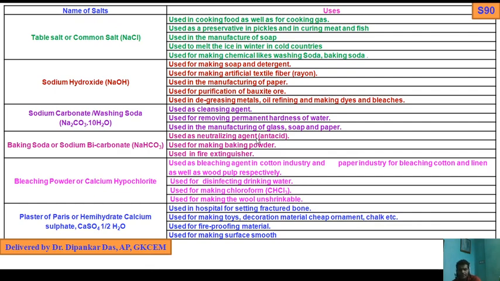Used as a neutralizing agent, antacid. Used for making baking powder. Used in fire extinguishers.